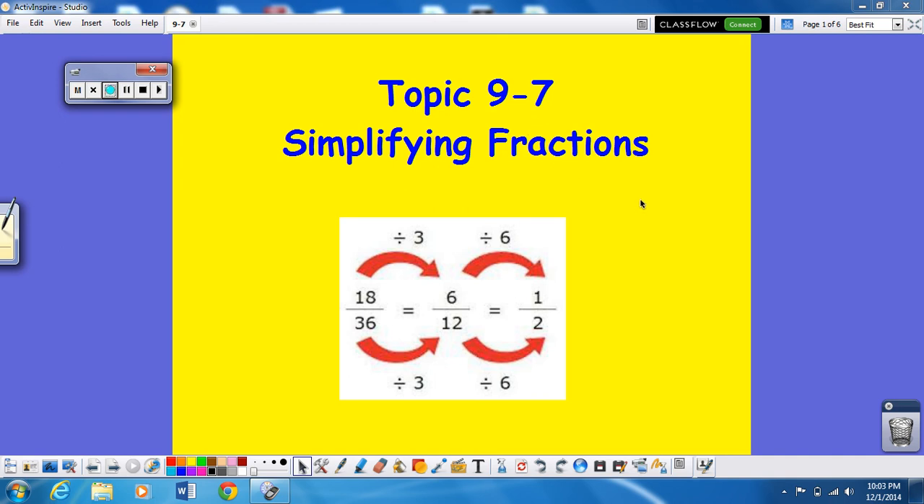All right, tonight's lesson is topic 9-7, simplifying fractions. Last night we worked on finding the greatest common factor, and we're going to extend that a little bit today. I hope you're going to understand why that was important after you see today's lesson.